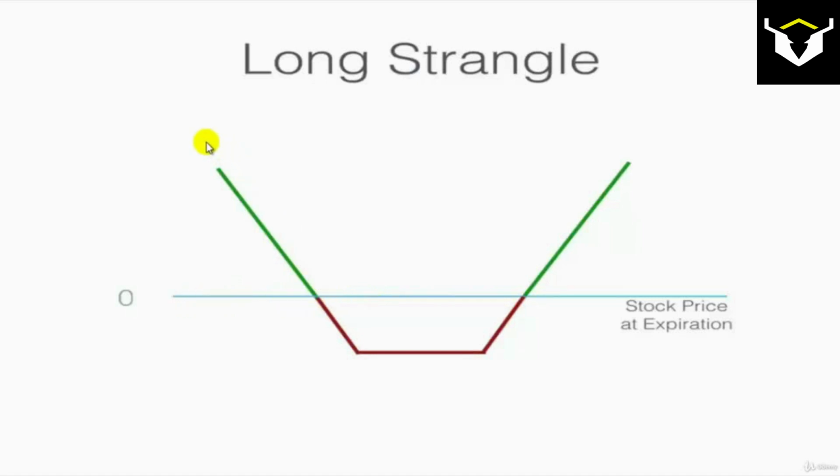So a long strangle is similar to a long straddle, the only difference being a strangle is cheaper than a straddle, but you will need a larger price move for a strangle to come into profitability, whereas a straddle needs a fairly shorter price move.